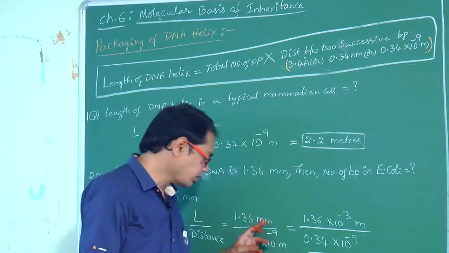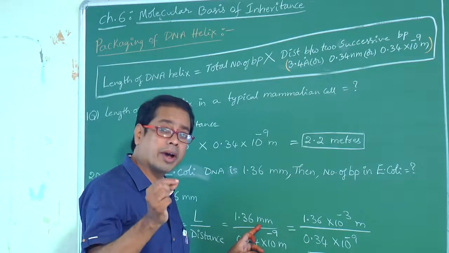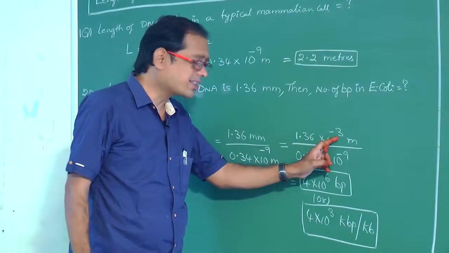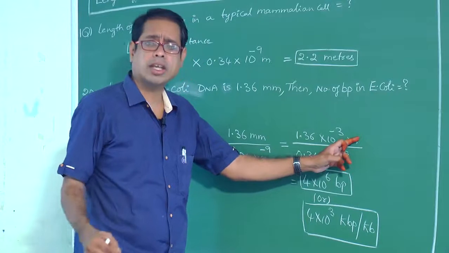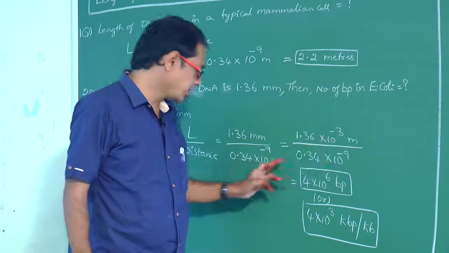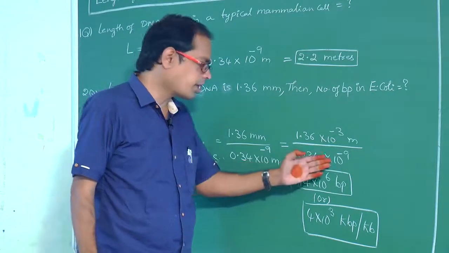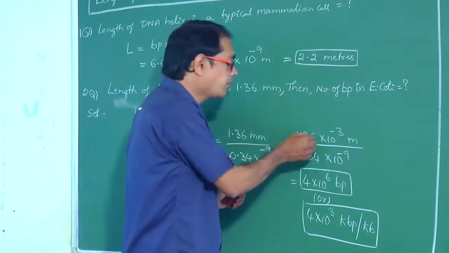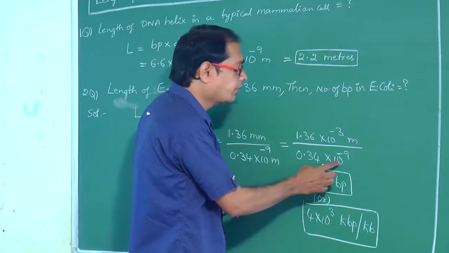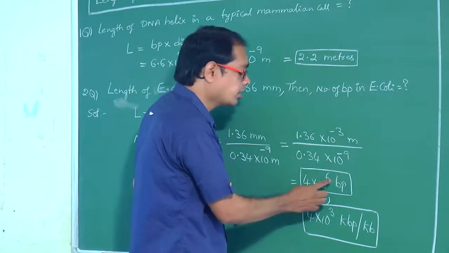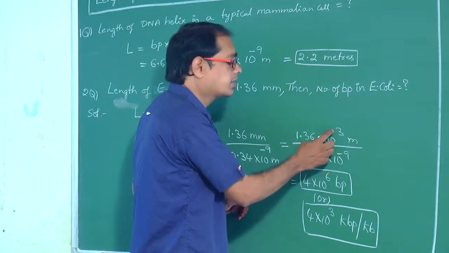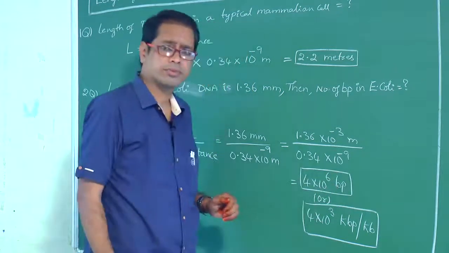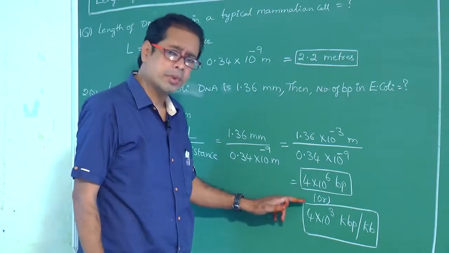Milli means 10 power minus 3, so the length is 1.36 into 10 power minus 3 meters. Next, the distance is 0.34 into 10 power minus 9 meters. That is equal to about 4 into 10 power 6 base pairs.